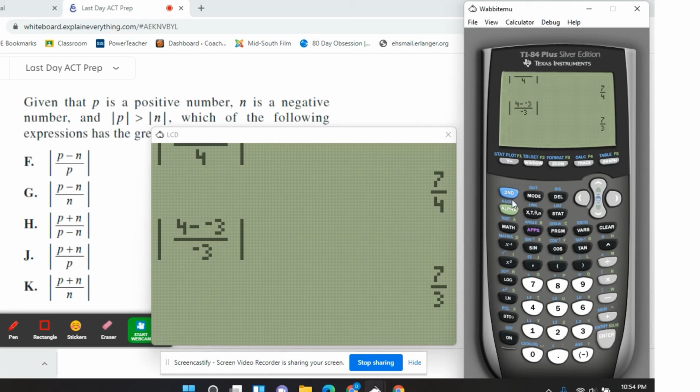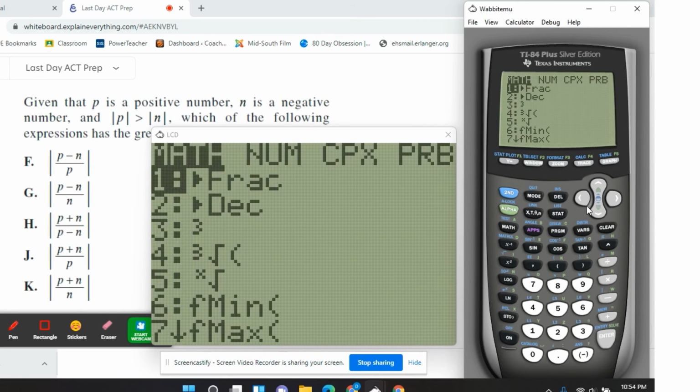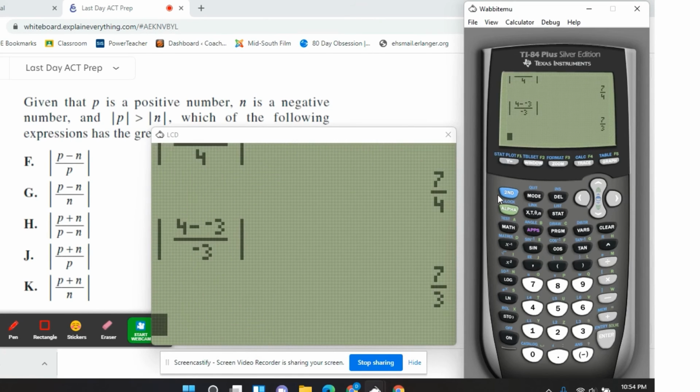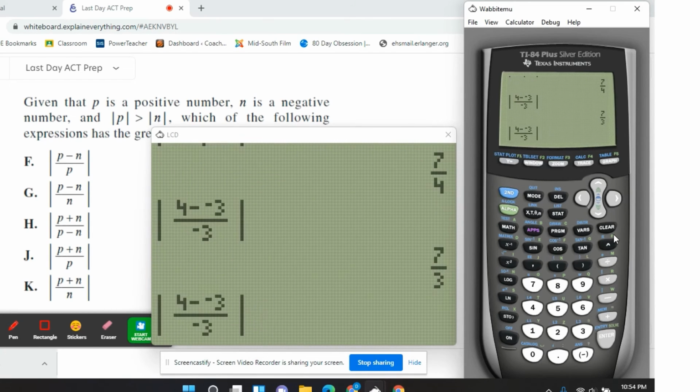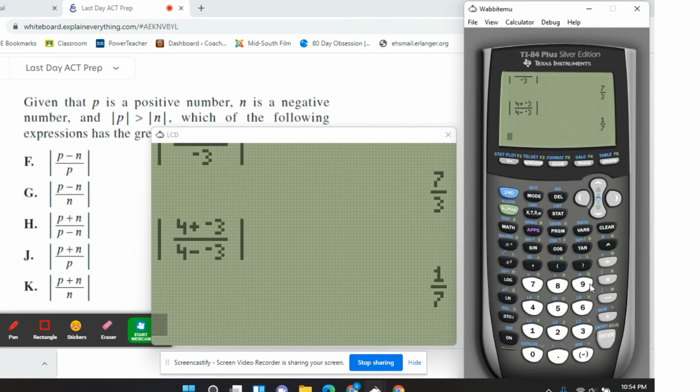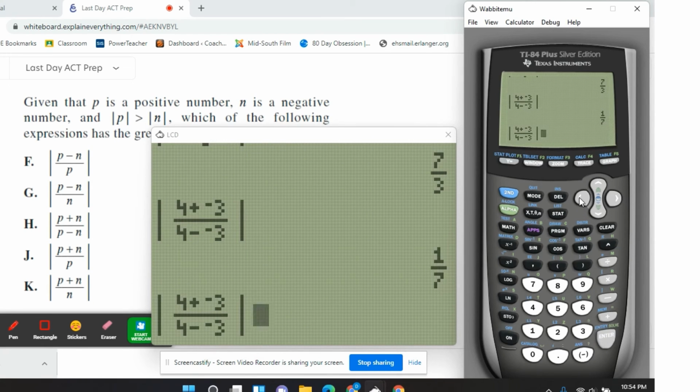And if you want to change these to decimals, change them to decimals. Remember, that's under math. And then there's the decimal changer right there. But I'm going to keep testing these values. So I'm going to hit second entry. The second equation, we change it to a plus sign in the numerator. So it's going to be plus negative 3 divided by 4 minus negative 3. So this value is 1/7. That is definitely smaller than 7/3. I'm going to check the next one, which is the plus sign, but it's divided by p, which is 4.